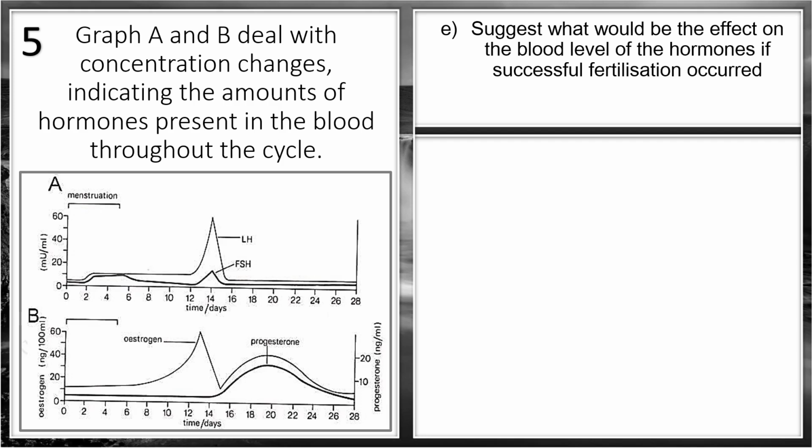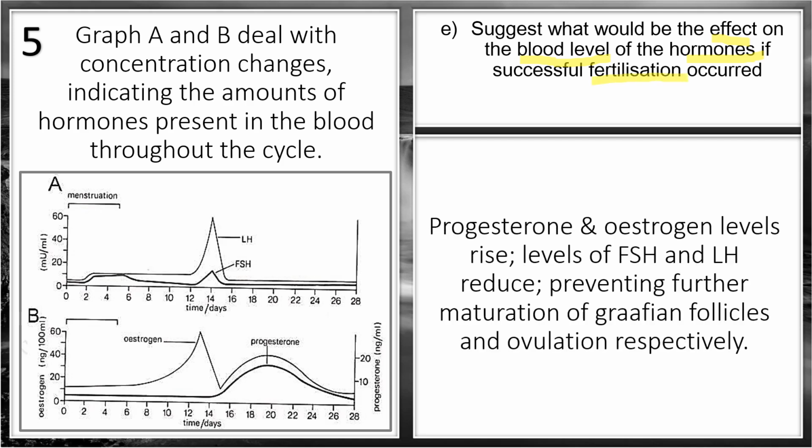Suggest what would be the effect on the blood level of the hormones if successful fertilization occurred. Progesterone and estrogen levels rise. Levels of follicle-stimulating hormone and luteinizing hormone will reduce, preventing further maturation of the Graafian follicles and ovulation respectively.